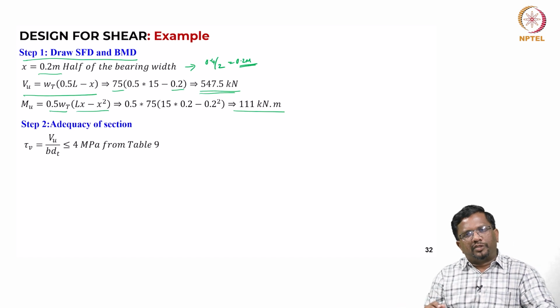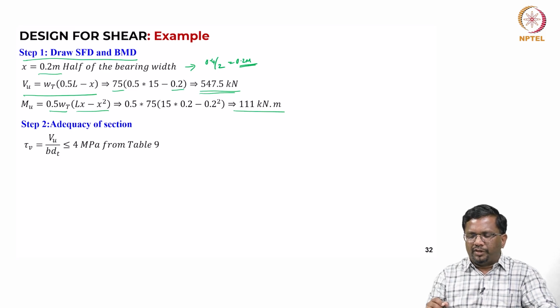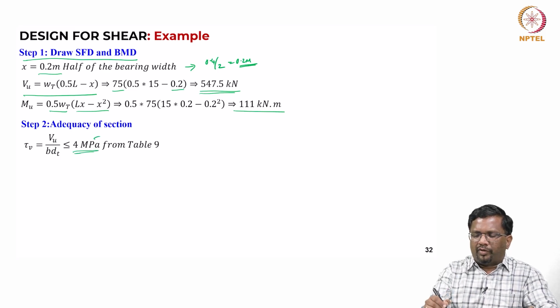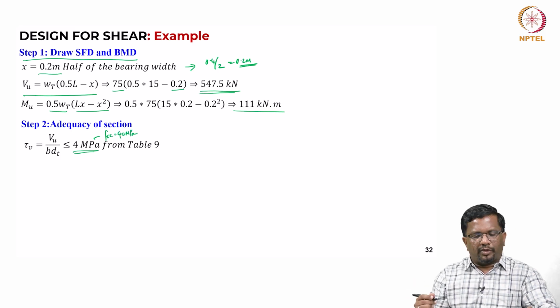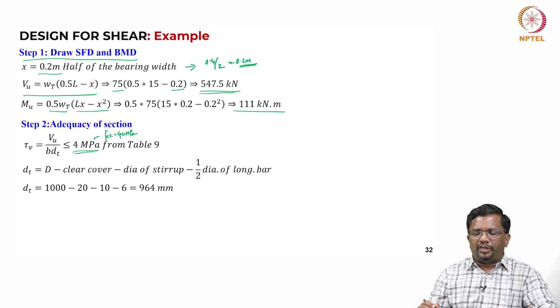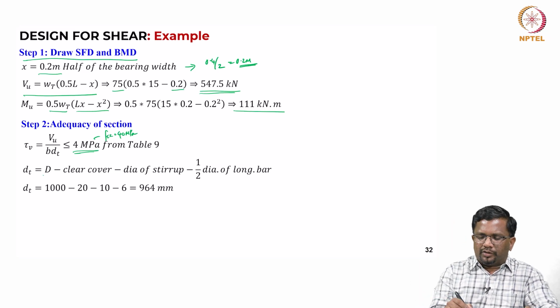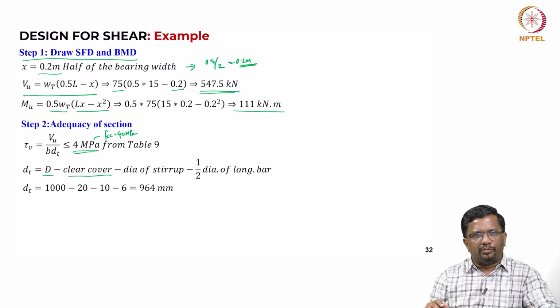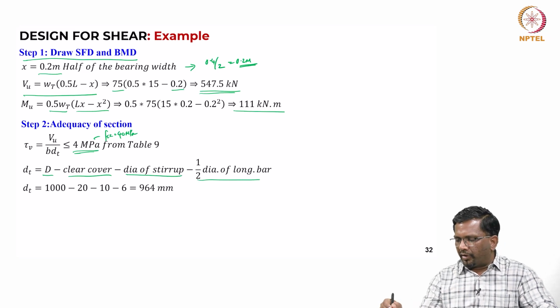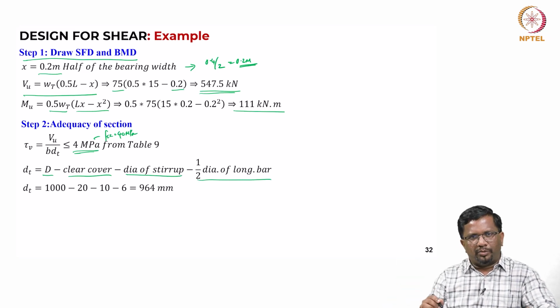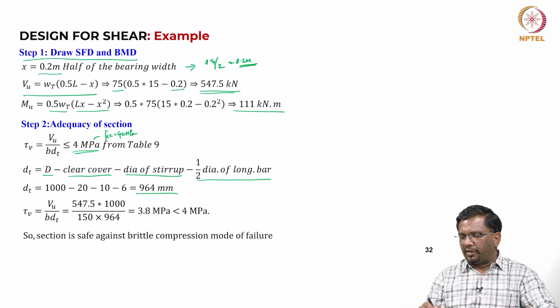I calculate the nominal shear, Vu divided by b into dt, and that should be less than 4 megapascal for fck equal to 40 megapascal, from table 9. Now, what is dt? What should be the effective depth that you should consider? This is your overall depth minus clear cover, let us assume 20 mm, the diameter of the stirrup, which is again 10 mm, and half the diameter of the longitudinal bar, which is taken as 12 millimeters, so half is 6. It is coming to 964. If you substitute that, it works out to be 3.8 megapascal, which is less than 4 megapascal.